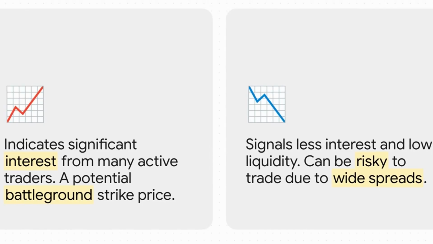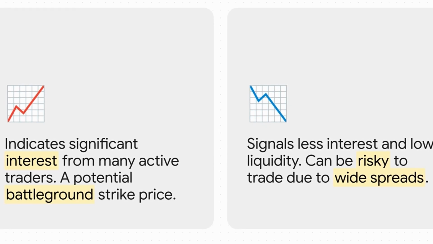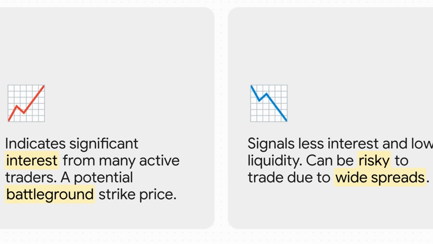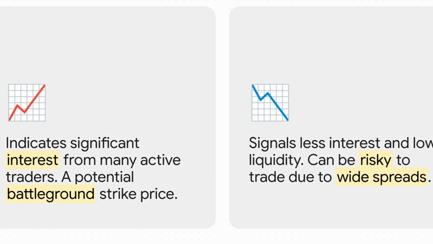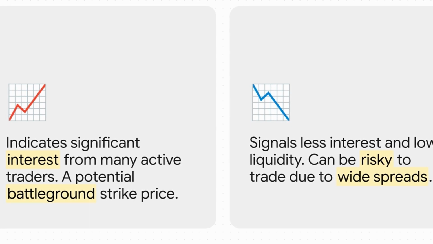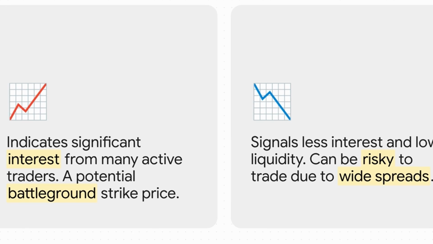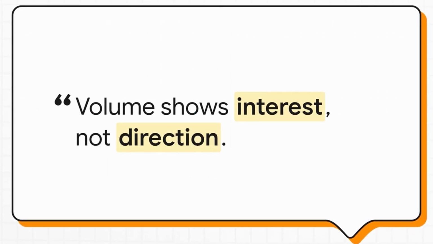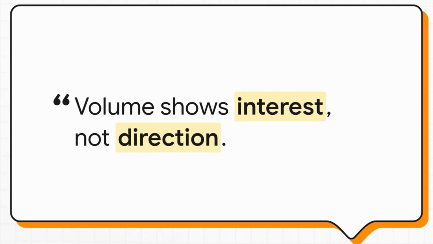And this is where it gets really interesting. A ton of volume at a specific price? That's like a giant spotlight. It tells you that a lot of traders are focused right there, turning it into a potential battleground. On the flip side, low volume pretty much signals that nobody cares. It can also be a red flag for low liquidity, which usually means wider spreads and a whole lot more risk. But here's the single most important thing to remember. A massive spike in volume tells you something big is happening, but it doesn't tell you what direction it's going. You can see the intensity of the battle, but you don't know who's winning yet. All it shows you is interest, not direction.